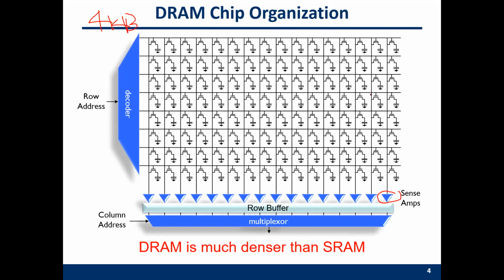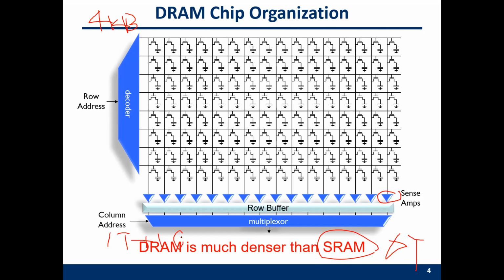And we call one row one page. Why? I will explain why. So you can see that because SRAM requires 6T, DRAM requires 1T plus 1C. So DRAM is denser than the SRAM.